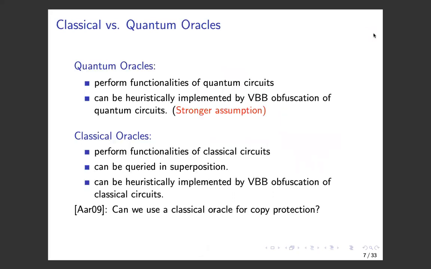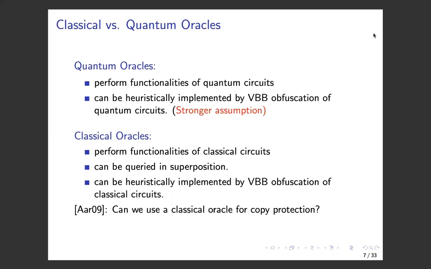Next, what's a classical and what's a quantum oracle? A quantum oracle is a unitary that you can access in a black-box way, and it can perform the functionalities of any quantum circuits. It can be heuristically implemented by VBB obfuscation of quantum circuits. For those who are not familiar with the notion of VBB obfuscation, you can just consider it as a cryptographic primitive that is indistinguishable from accessing an oracle.